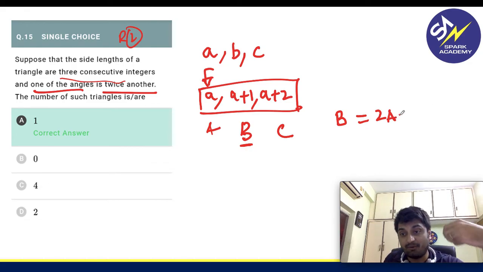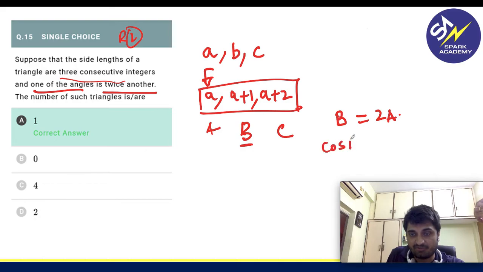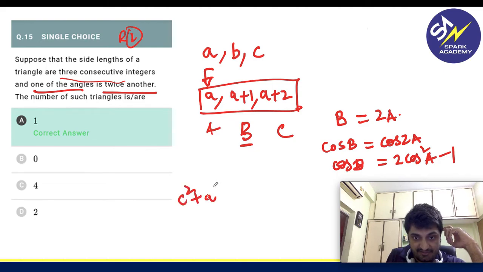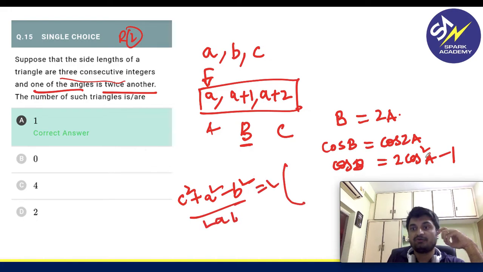Now they are asking the number of such triangles. So if you apply cos on both sides, I will get cos B equal to cos 2A. How will you write cos 2A? 2 cos square A minus 1. This is cos B basically. How do you write cos B? (c square plus a square minus b square) by 2ac. This is 2 times cos square A.